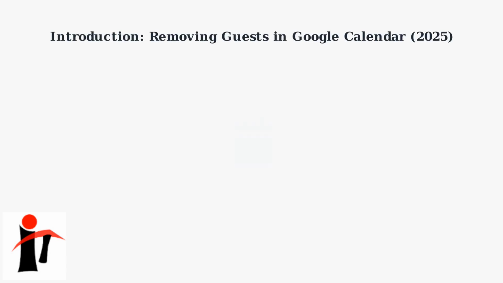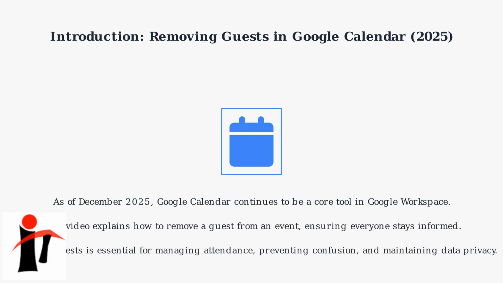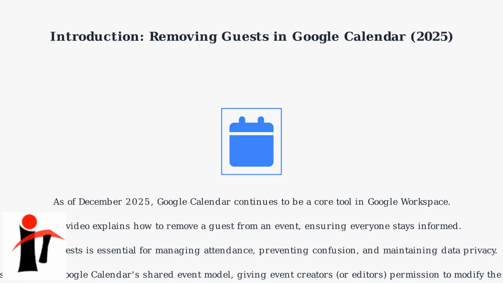As of December 2025, Google Calendar continues to be a core tool in Google Workspace. This video explains how to remove a guest from an event, ensuring everyone stays informed. Removing guests is essential for managing attendance, preventing confusion, and maintaining data privacy. The process leverages Google Calendar's shared event model, giving event creators or editors permission to modify the guest list.